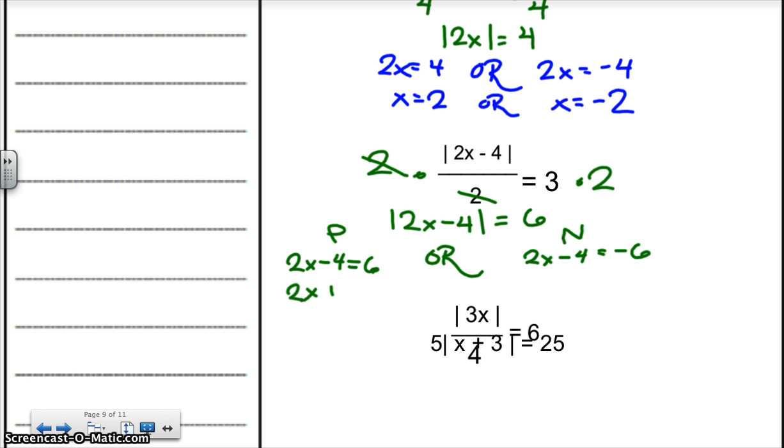Solving, I'd add 4 first. 2x equals 10. X is 5. Add 4 in the other case. 2x equals negative 2. X is negative 1.